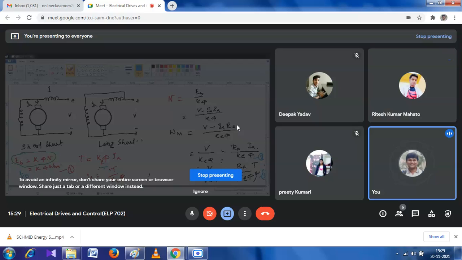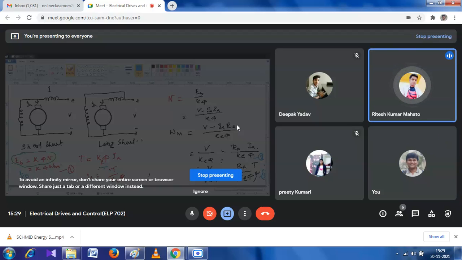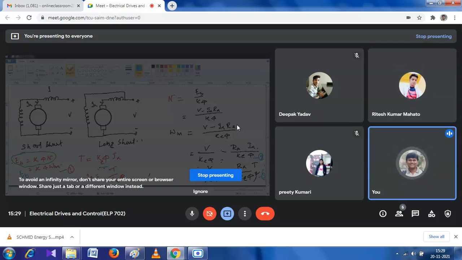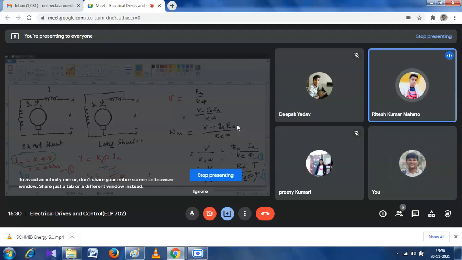But suppose the year is 1950. Then can you use chopper? No. Why? That time it is not introduced. That means at that time the power electronics devices were not introduced. Yes, sir.